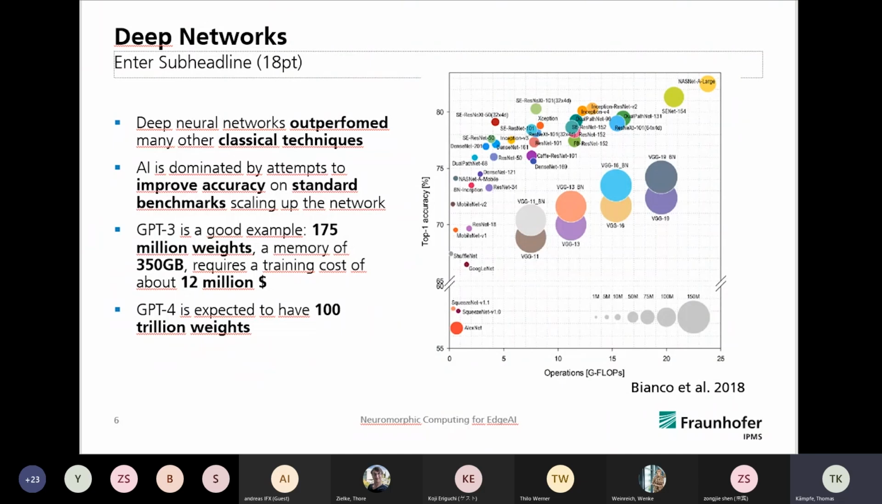But AI is now dominated by the attempt to improve the accuracy on standard benchmarks. So networks get scaled up, larger and larger every year, to achieve higher accuracy levels. A good example of that is the GPT-3 model, which is able to create text.